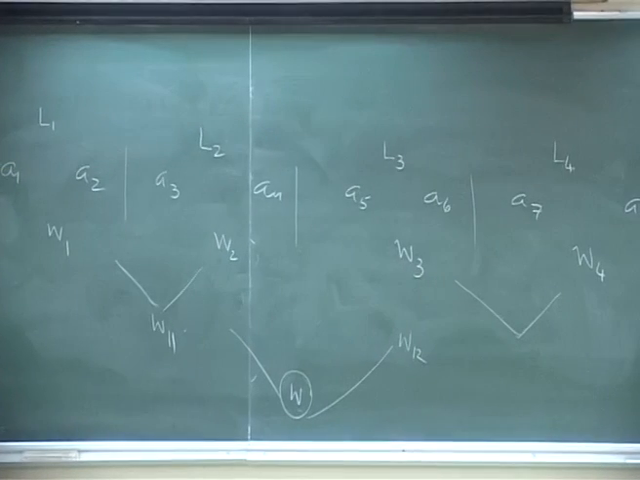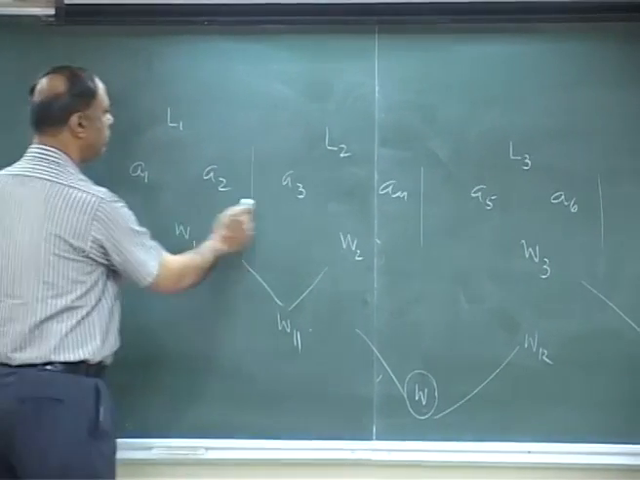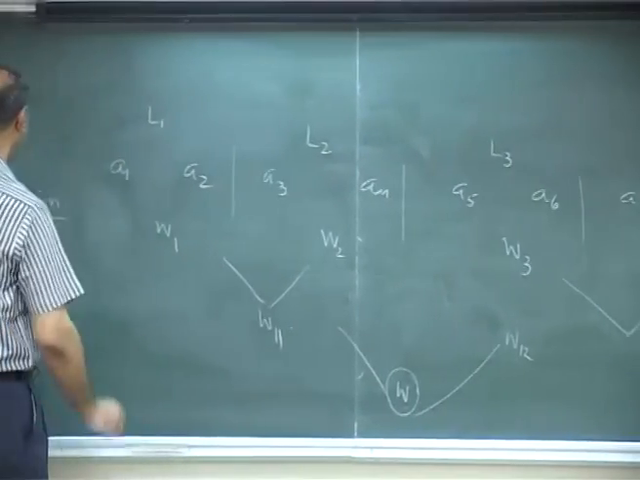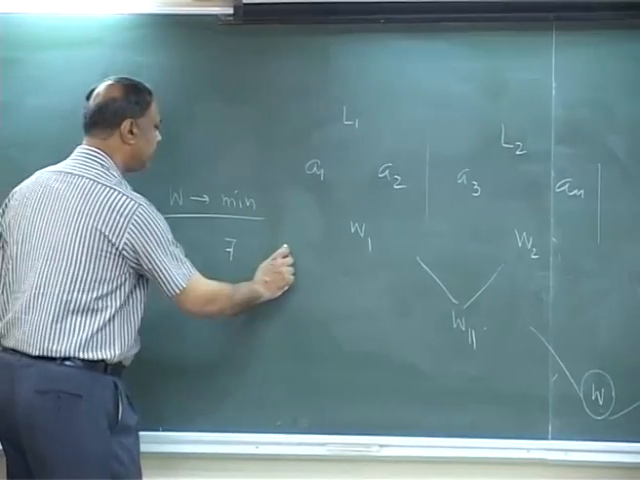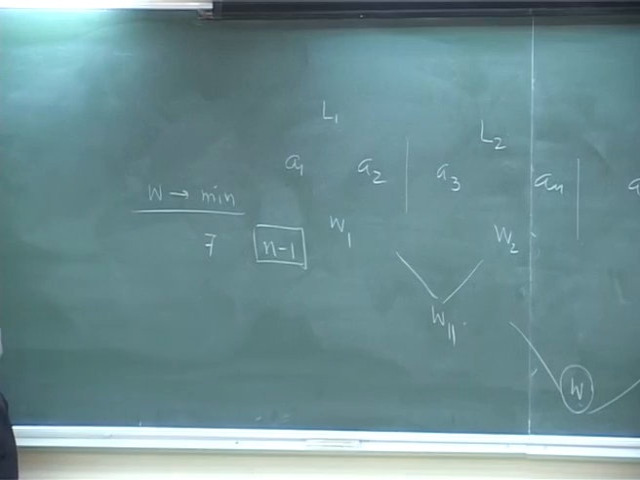Agreed? So you observe the number of comparisons you have used here: 1, 2, 3, 4, 5, 6, 7. So 7 comparisons you have used. That is, you have used n minus 1 comparisons to find the minimum. Agreed?